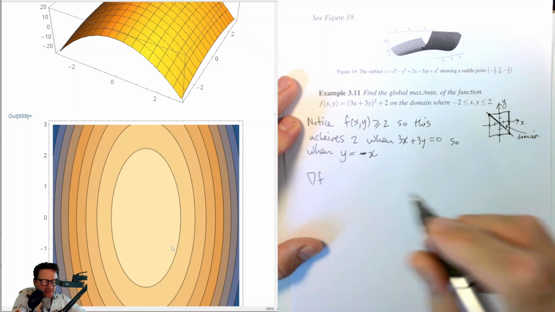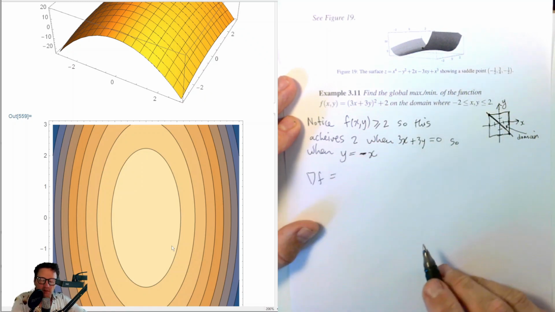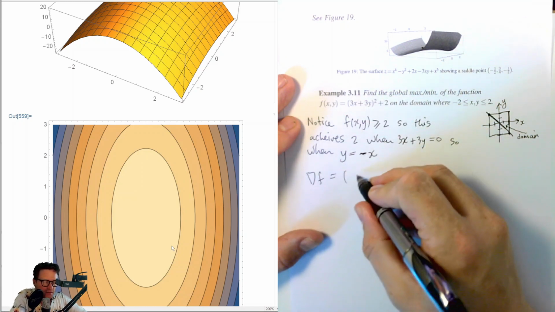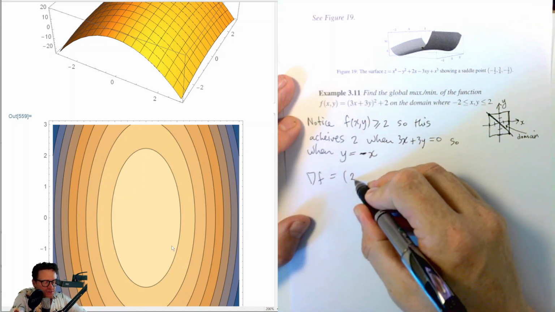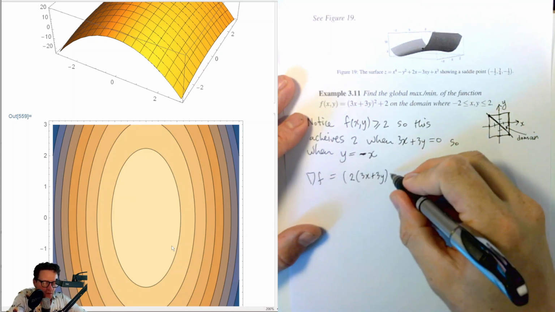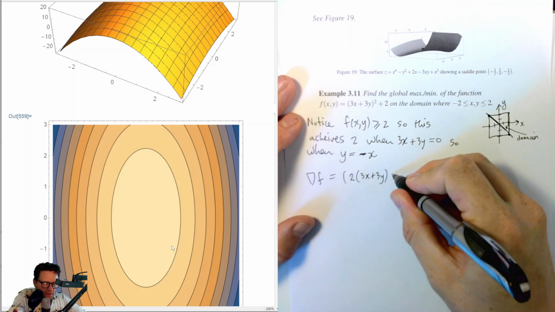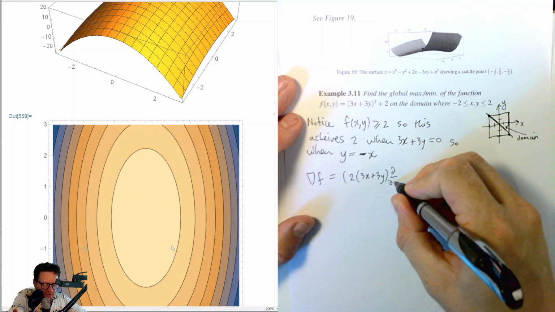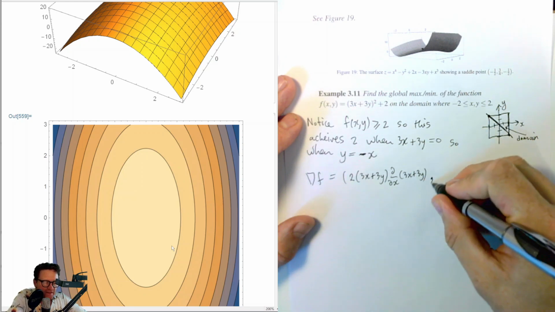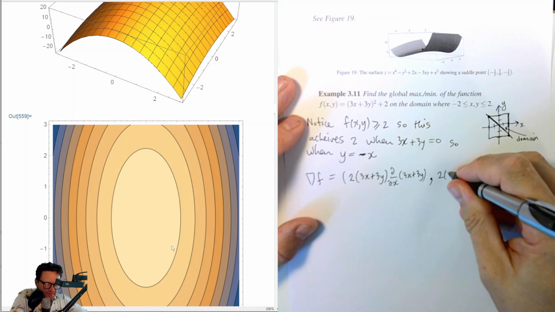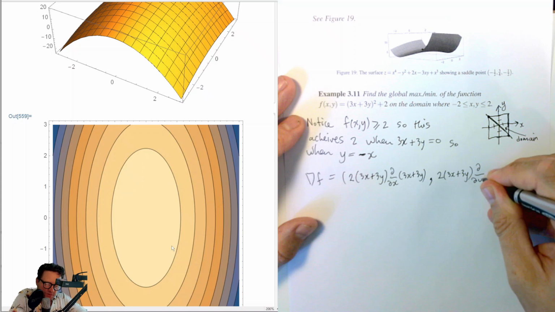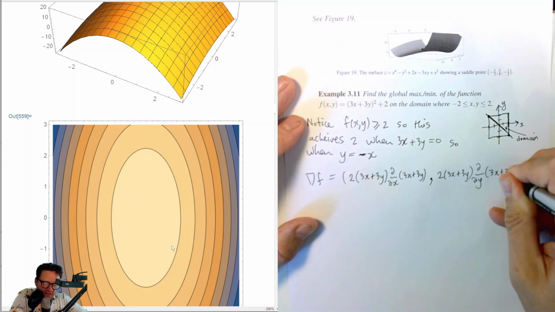Okay, so grad f is equal to, and we've got to use the chain rule to calculate this. So pulling the 2 down, so we've got 2 times 3x plus 3y to the power of 1 multiplied by the partial derivative with respect to x of 3x plus 3y. And then similarly 2 times 3x plus 3y times the partial derivative with respect to y of 3x plus 3y.